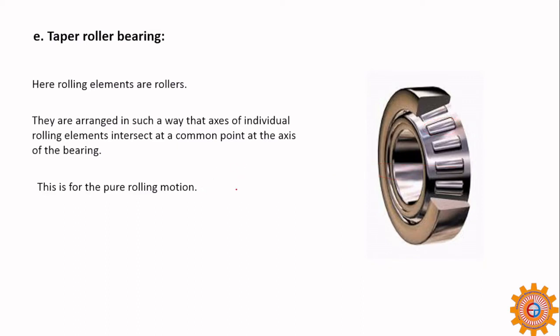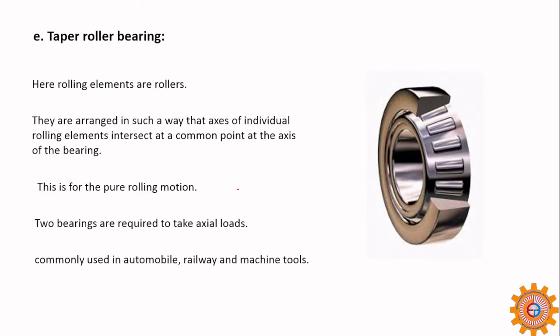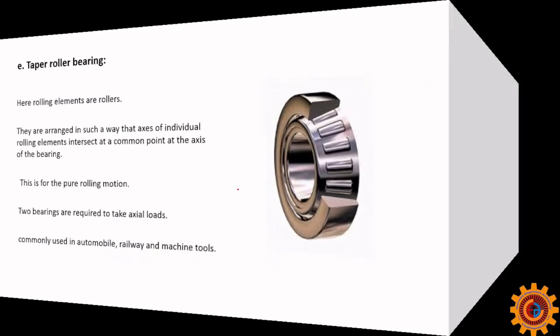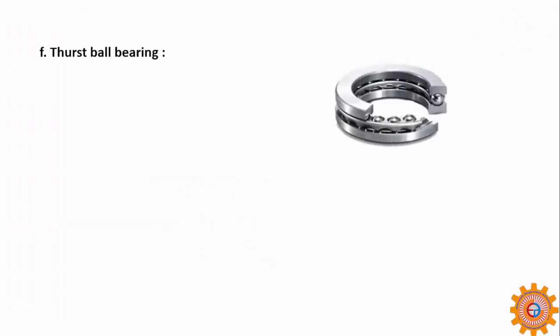Next, this is for pure rolling. Two bearings are required to take axial loads. It can also take both radial and axial loads. Commonly used in automobiles, railways and machine tools also, where high loading capacity is to be transmitted and borne. Next one is the thrust bearing.